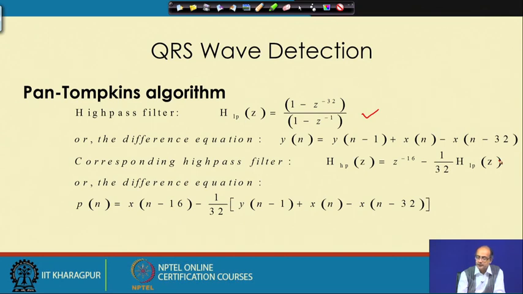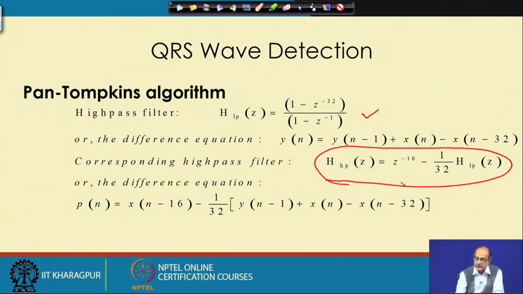The corresponding difference equation is given. Again you note that all the coefficients are 1. So, no multiplication is required, only addition is required for that, and the corresponding high pass filter is actually derived from this low pass filter. Okay.